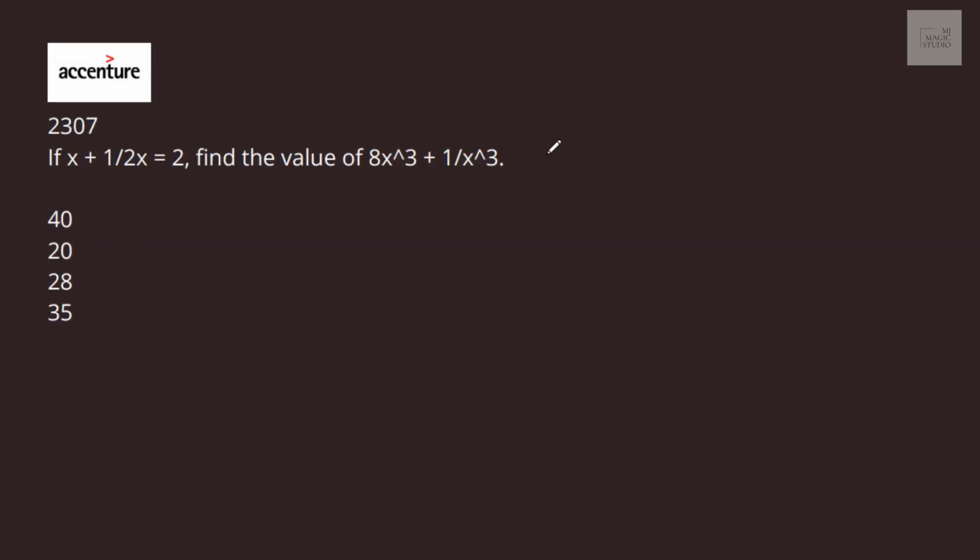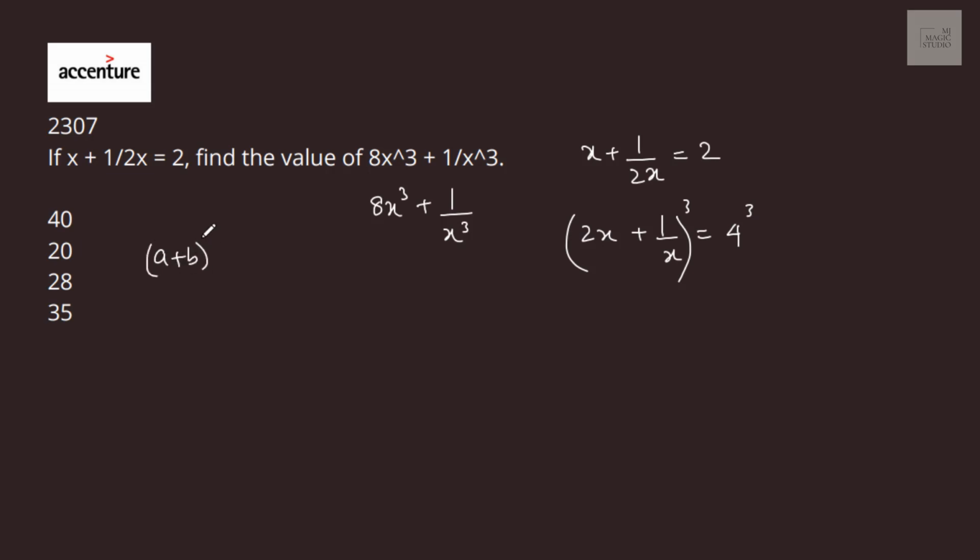If x plus 1 by 2x is 2, find the value of 8x cube plus 1 by x cube. As we can see, they are looking for the cube of 2x and the cube of 1 by x. So if I multiply this by 2, this will become 2x plus 1 by x is equal to 4. Multiply 2 on both sides. Now if I take the cube on both sides, I know a plus b whole cube is a cube plus b cube plus 3ab into a plus b.